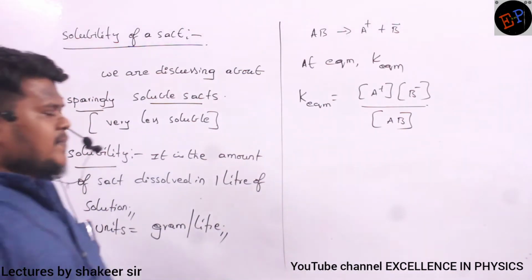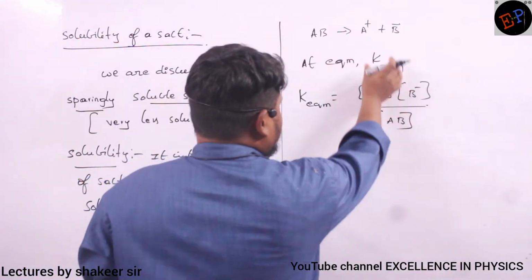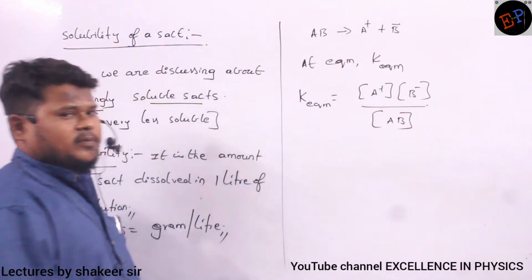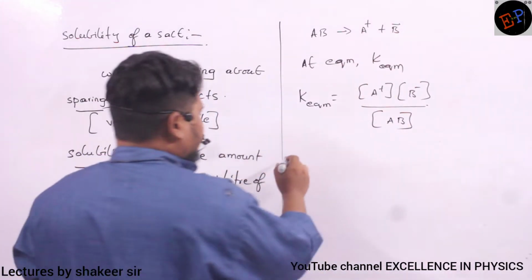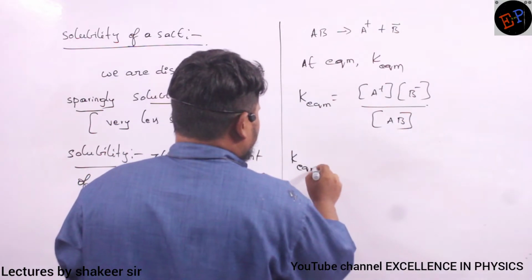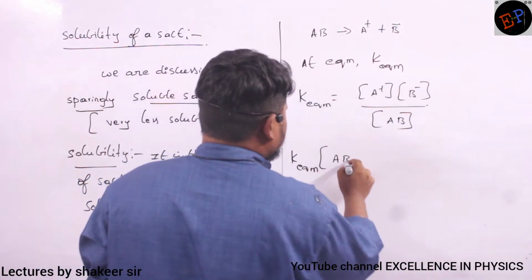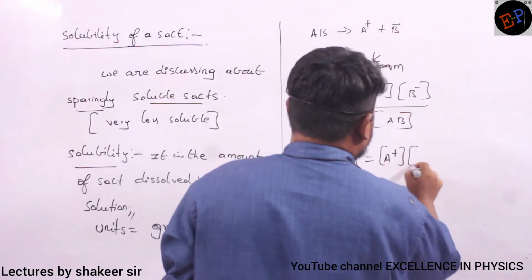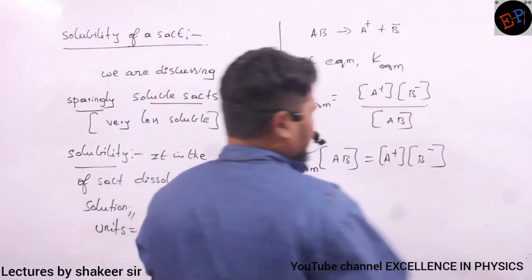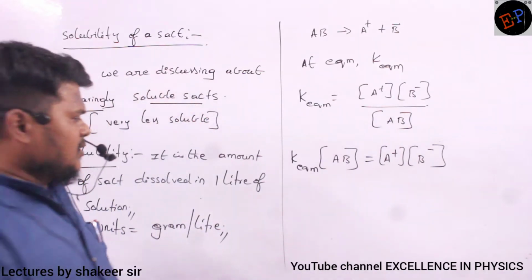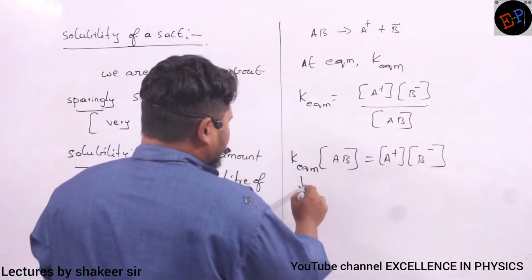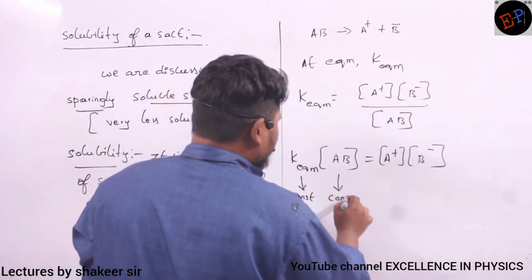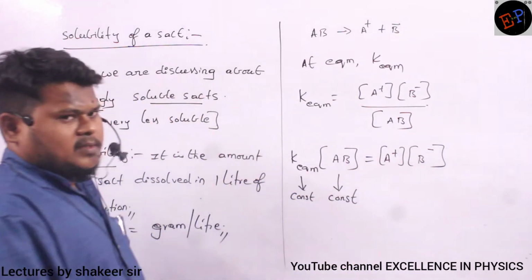Are you able to understand? So the ratio of concentration of products to the concentration of reactants is called as K equilibrium. Now to this K equilibrium, if I multiply the concentration of reactants, then it becomes concentration of products. Are you able to understand? Now what is this one? K equilibrium, it is a constant. Concentration of reactants is also a constant. Are you able to understand?